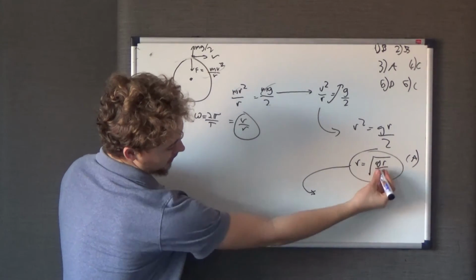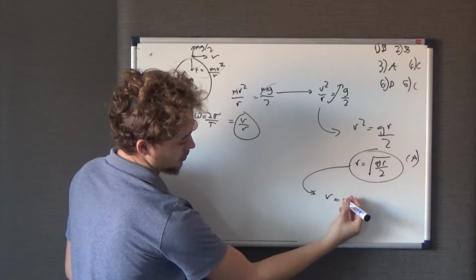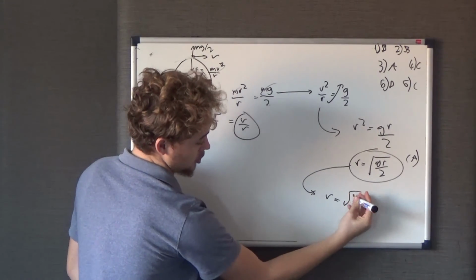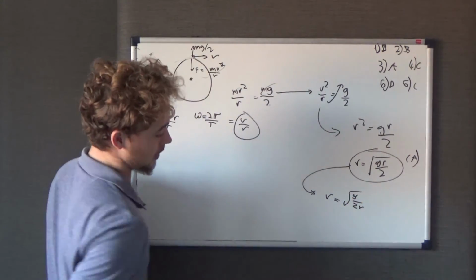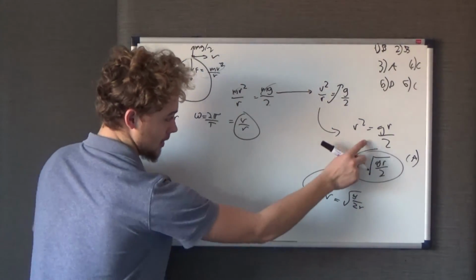So if we divide this by the radius, what we get is that the angular speed is equal to the square root of g over 2r, divided by the radius. And obviously, we're dividing because it's squared.